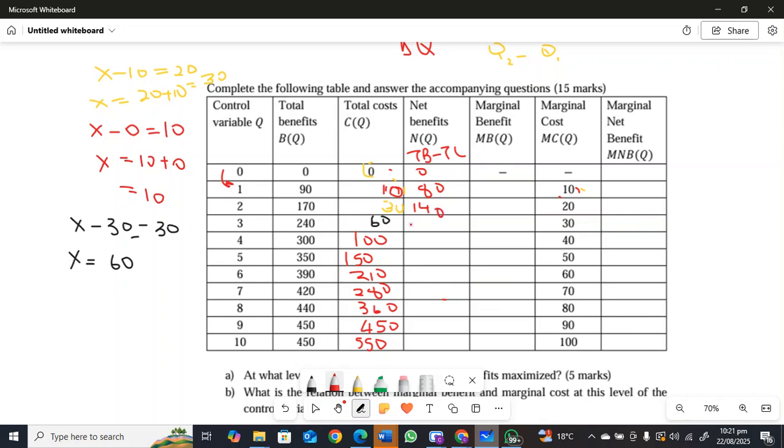240 minus 60, that should be 180. 300 minus 100, 200. 350 minus 150, 200. 390 minus 210, someone with a calculator? Oh, 180, yeah. Sorry.